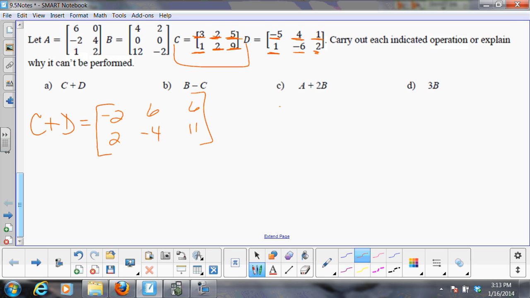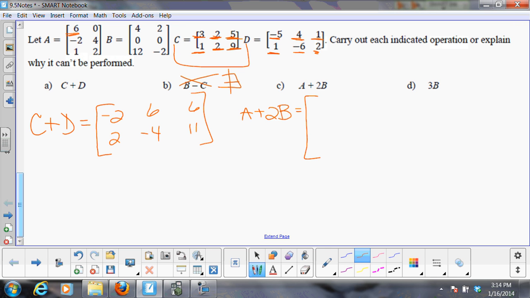For part B, if I do B minus C, you can't do this because they do not match. So this does not exist. It's not possible. C, A plus 2B. So I'm going to take matrix A and add it to the double of whatever B is. I can do that because they are the same amount of rows and columns.